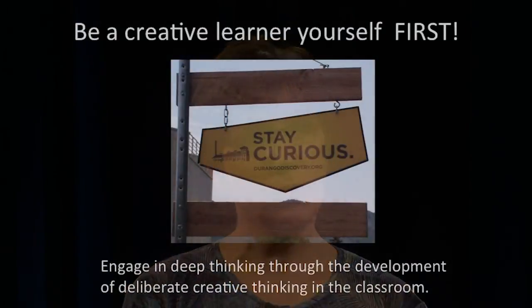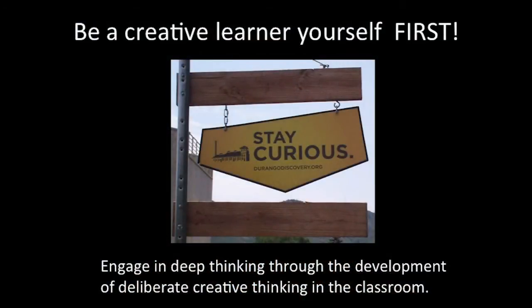What happens in the formal learning situation in the classroom is greatly affected by the interactions in the informal moments of the classroom. How you react to new thinking, how well you listen to your learners, how well you model your willingness to be a creative learner and believe in your students makes all the difference. So be a creative learner yourself first and engage in deep thinking through the development of deliberate creative thinking in the classroom.